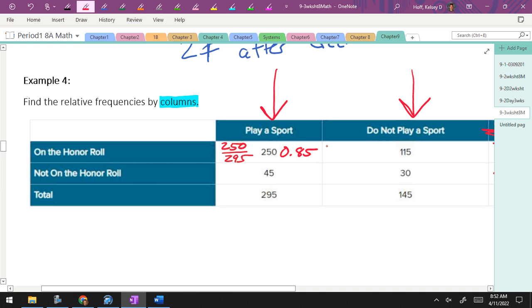Now I go down the column. Part divided by whole. What's my part? 45 divided by 295. 0.15. On this bottom one, it is 295 divided by 295, which is 1.00. Make sure you have 0.00.